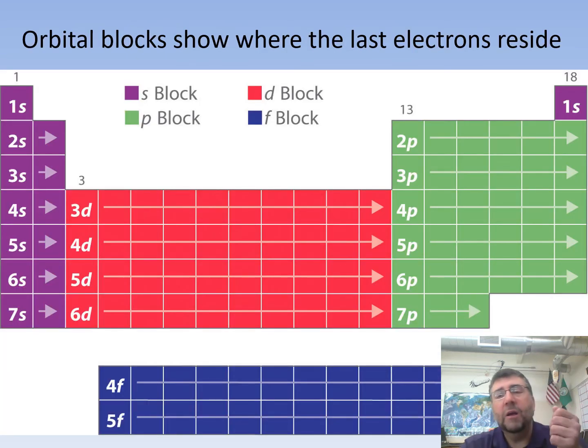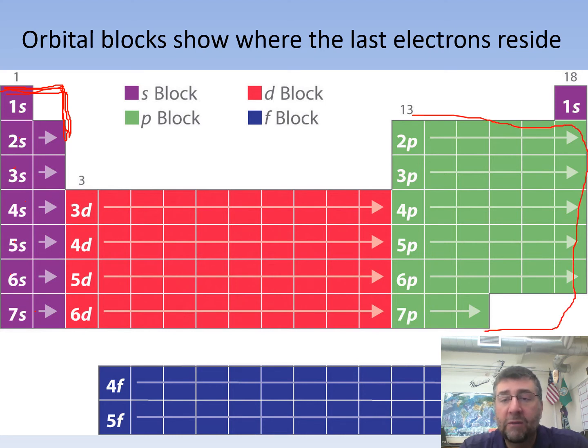So we can talk about these orbital blocks. So this area of the periodic table is the S block. It tells you that the outermost last electrons are located in s orbitals, and the row tells you which s orbital it is, how far from the nucleus it is. This area of the periodic table is known as the p block. It tells you that the last or outermost electrons are located in p orbitals and how many over you are.